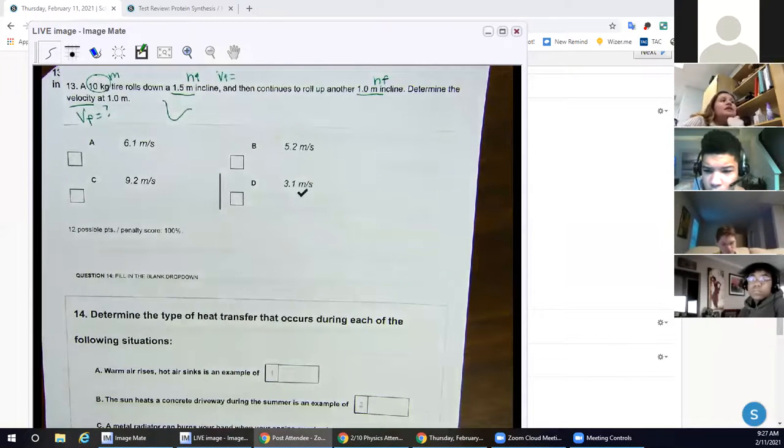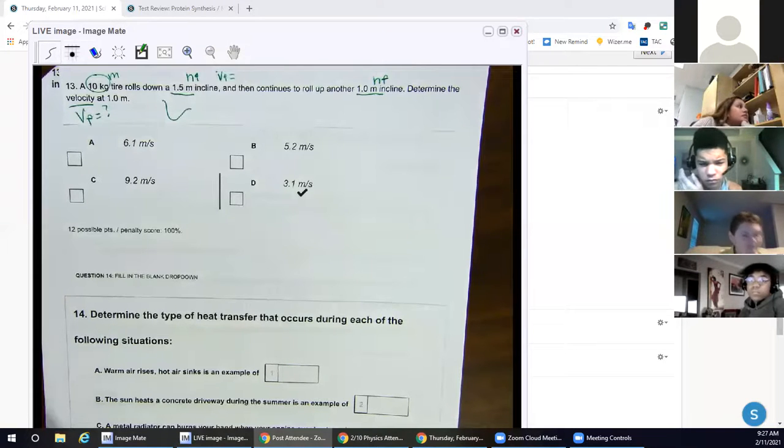What's going to be the initial velocity of anything that's going down? 0. 0. Yes, good job.